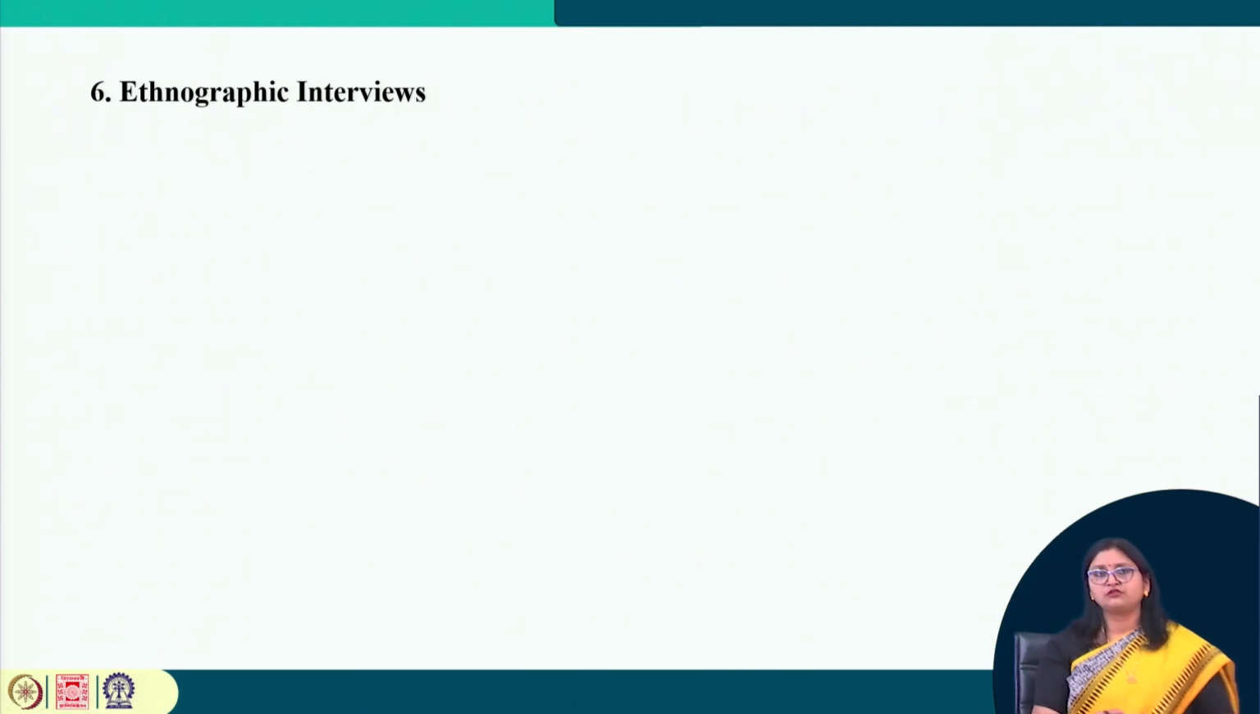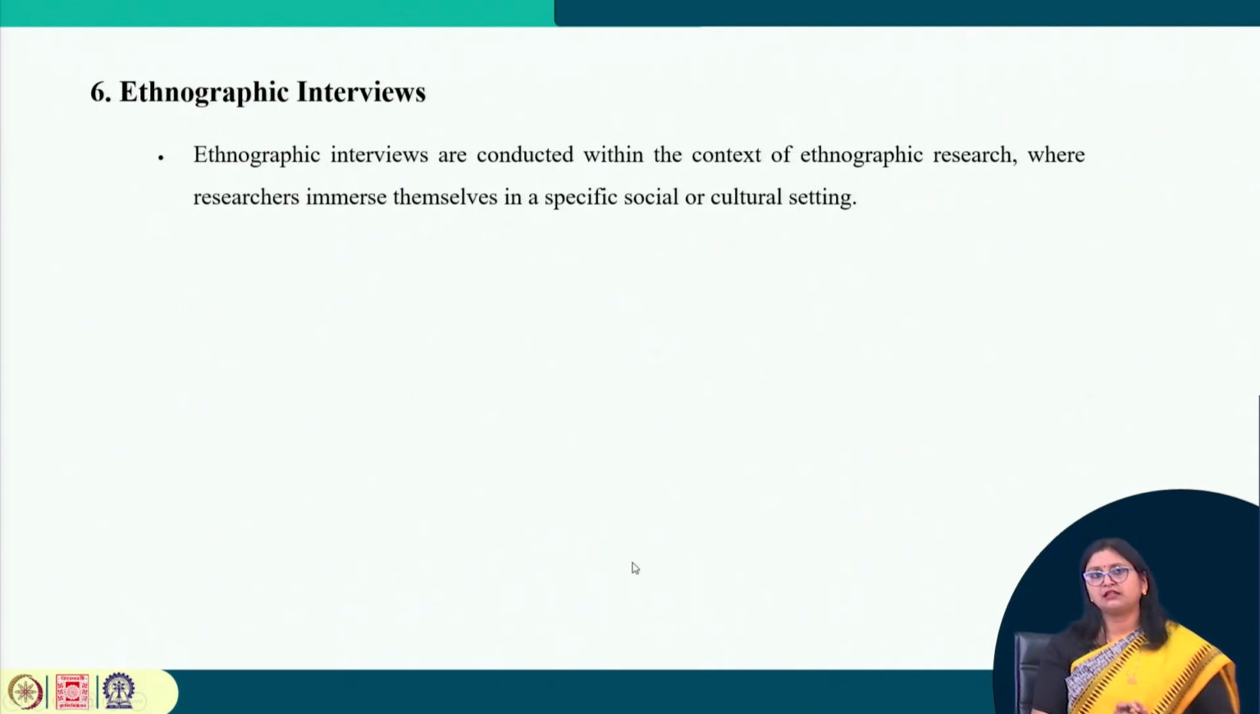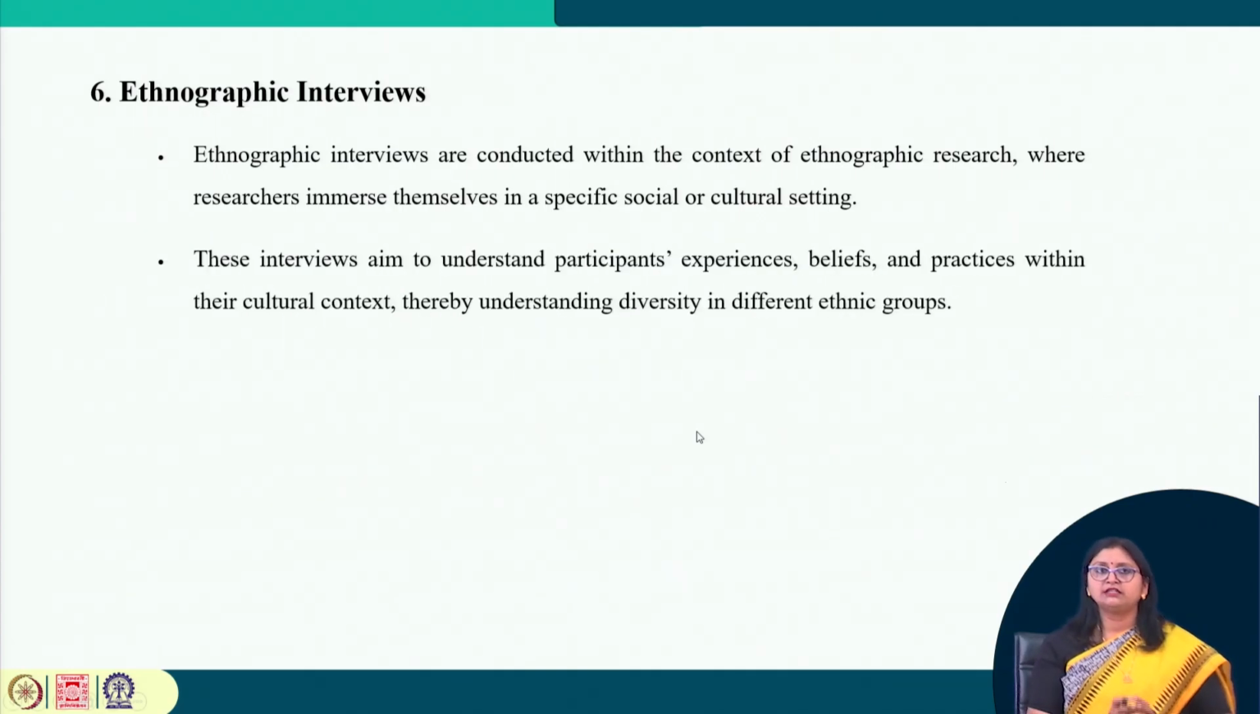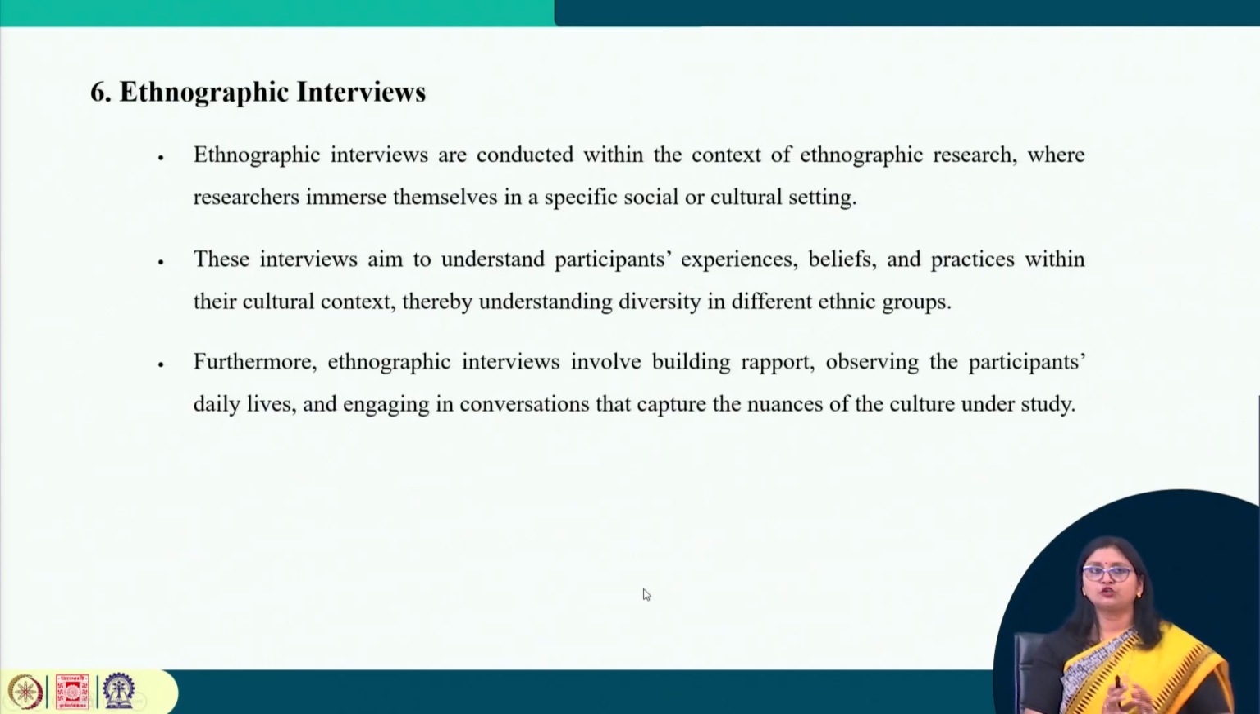The sixth type is ethnographic interviews. By its name we can understand that ethnographic interviews are conducted within the context of ethnographic research, where researchers immerse themselves in a specific social and cultural setting. These interviews aim to understand the participants' experiences, beliefs and practices within their own cultural context, thereby understanding diversity in different ethnic groups. Furthermore, ethnographic interviews involve building rapport, observing the participants' daily life and engaging in conversation that captures the nuance of the culture under study.